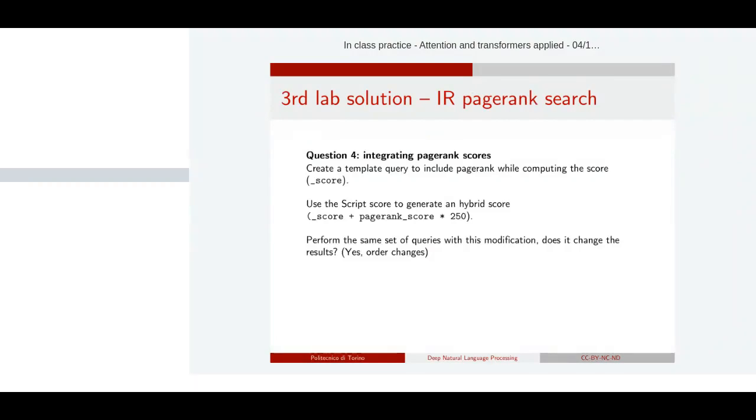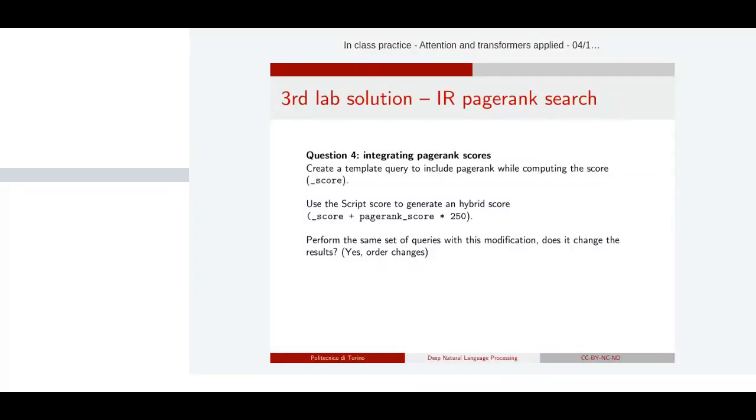The fourth question was to integrate the PageRank scores in Elasticsearch. It means that when you compute the score to retrieve the most pertinent document, you should take into account the PageRank score of the page to compute a custom score that is a hybrid between the score given by syntactic match, that is the official score by Elasticsearch, and the PageRank score that you computed, scaled by a factor of 250. Yeah, that was the question.